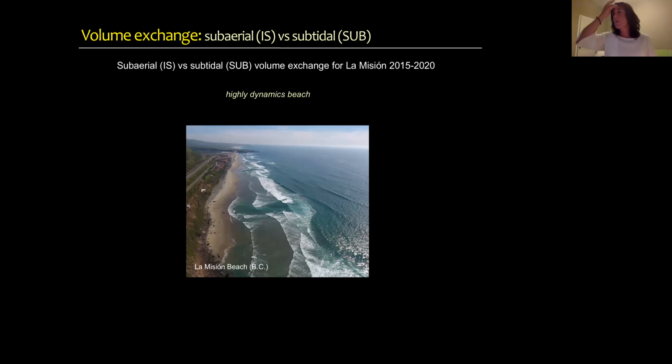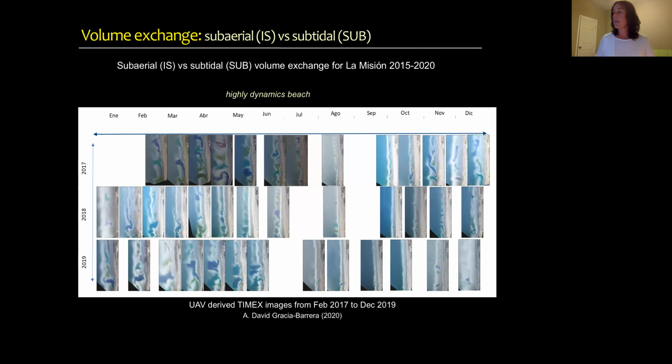So I will also show the same kind of results for La Mission beach. La Mission is a highly dynamic beach. As I said before, it's an open beach located 30 kilometers north from Ensenada. And this is a time series of UAV-derived Timex images between February 2017 and December 2019.